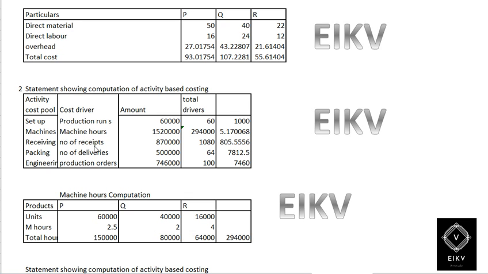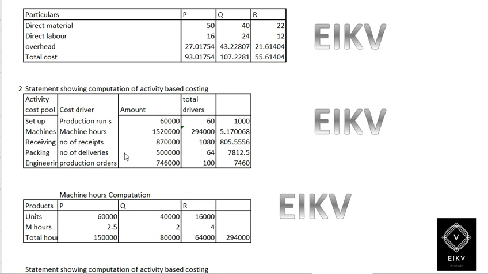The same way we have the receiving amount, and receiving cost should be driven using number of receipts. The cost is 8,70,000 and the number of receipts is 1080. Therefore the cost per driver will be 8,70,000 divided by 1080, which gives 805.5.